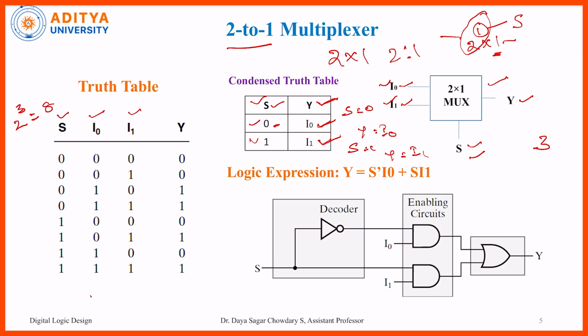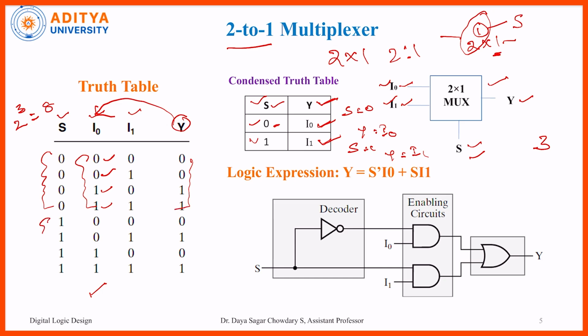So there are totally 8 combinations given here. For this particular set of combinations, if the selection line is 0 for the 4 combinations, then the output simply follows I0. I0 here is 1 1 0 0. If we observe the output, this is directly I0. So Y is equal to I0.